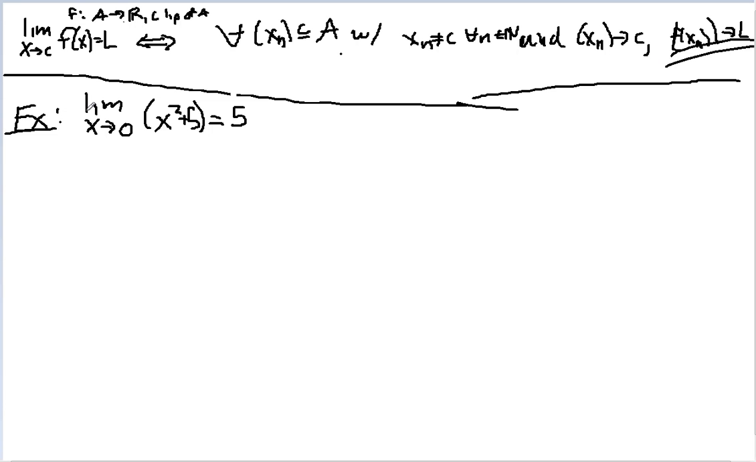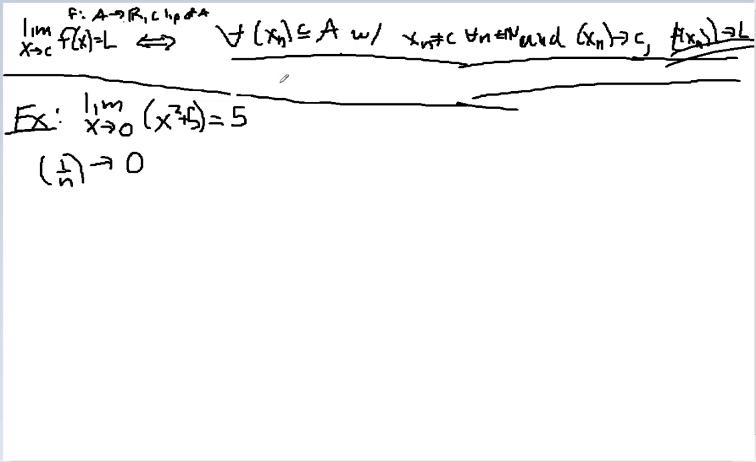And the example is, we know from 119 that the limit as x approaches 0 of x squared plus 5 is equal to 5. I'm going to show how this works with the sequence side by picking a particular sequence. It's going to be true for all sequences, but I'm going to show you a particular sequence, and then you'll see exactly how this thing over here works. So I need a sequence that goes to 0. My favorite one is just going to be 1 over n goes to 0.